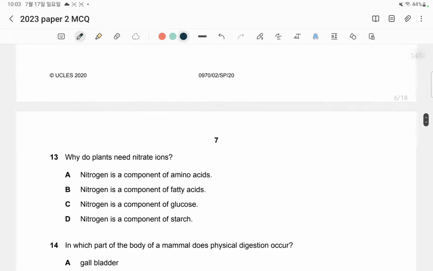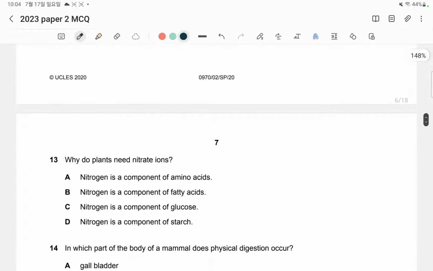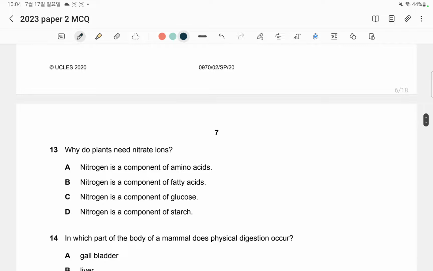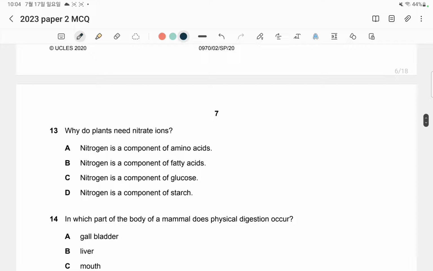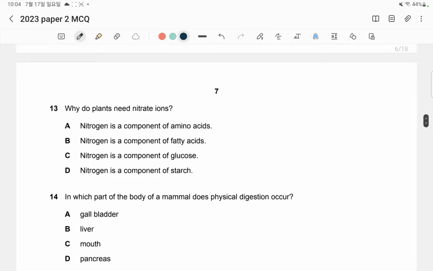Now, number 13. Why do plants need nitrate ions? So they need nitrate ions to make amino acid. So the correct answer would be A.